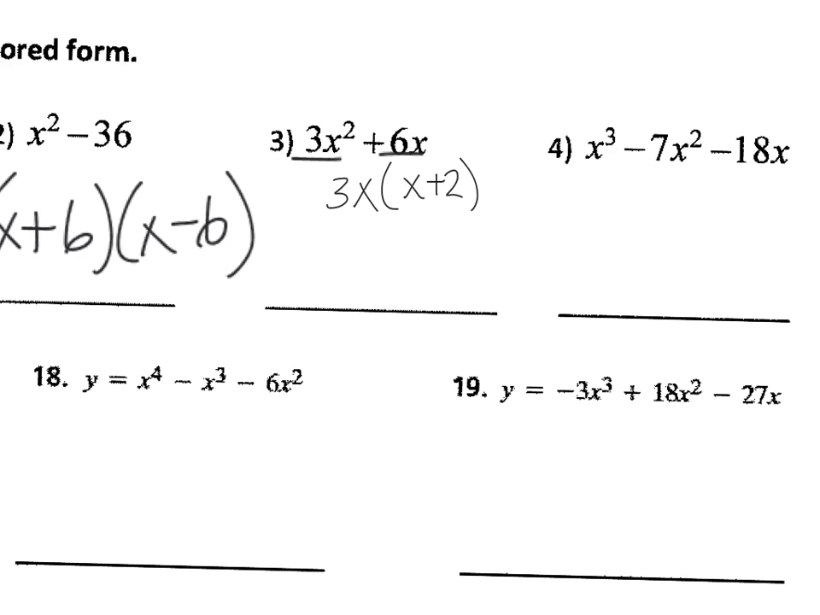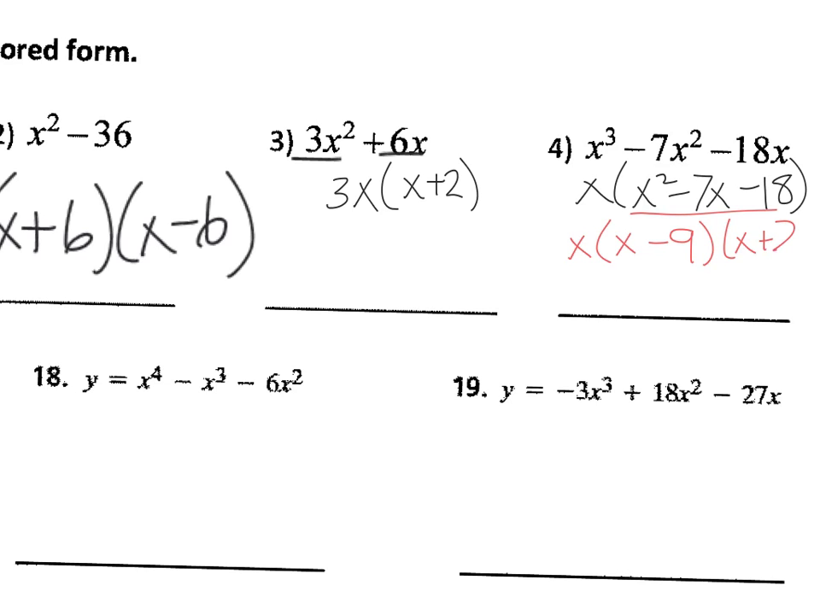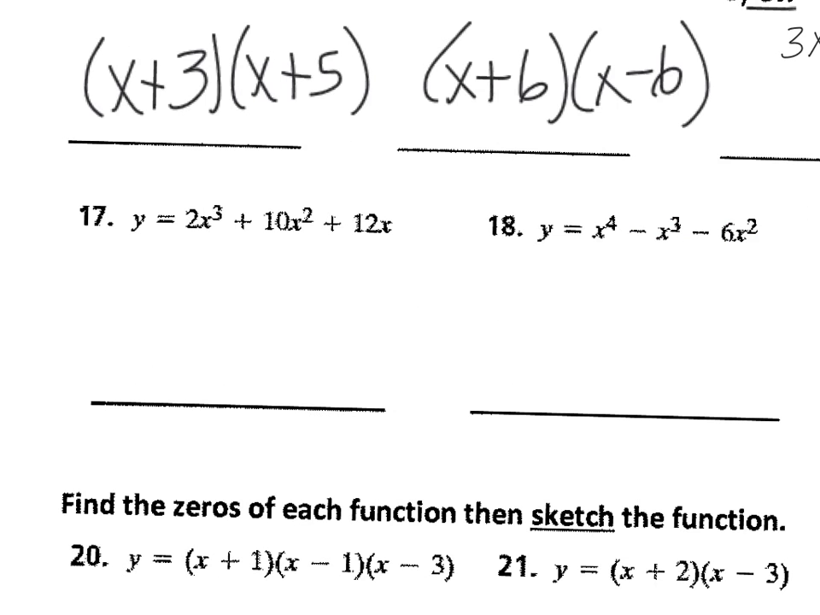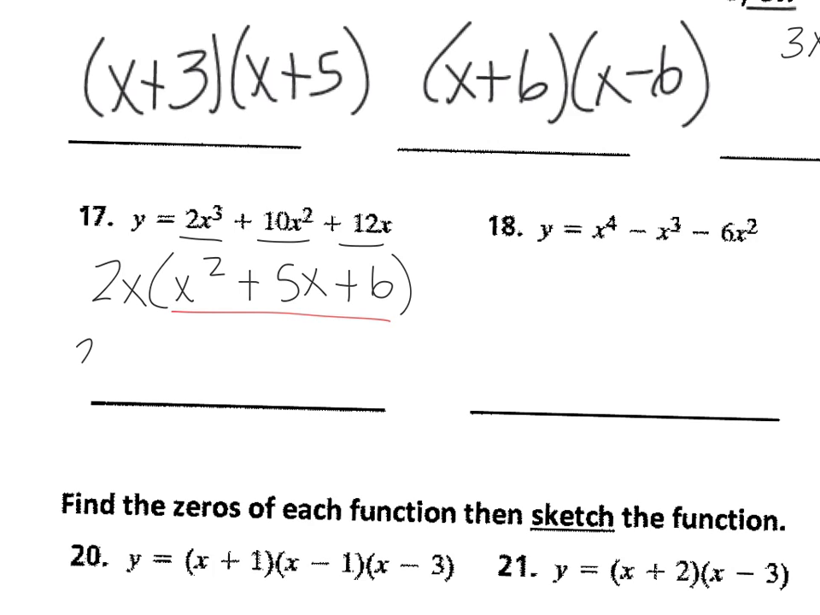And number 4, I could factor out a greatest common factor and do x to get x squared minus 7x minus 18. And you should always check to see if you can still factor what's left. So I can factor out and write x minus 9, x plus 2. Over here, for number 17, you can take out a 2x out of all three terms. And then you can still factor out this part. So still keep the 2x on the outside, and you're left with x plus 2 and x plus 3.